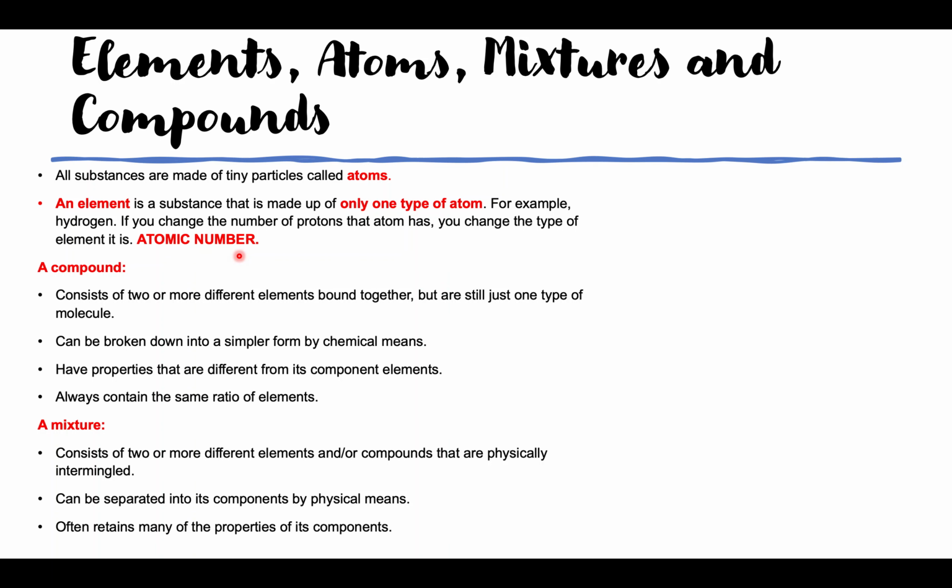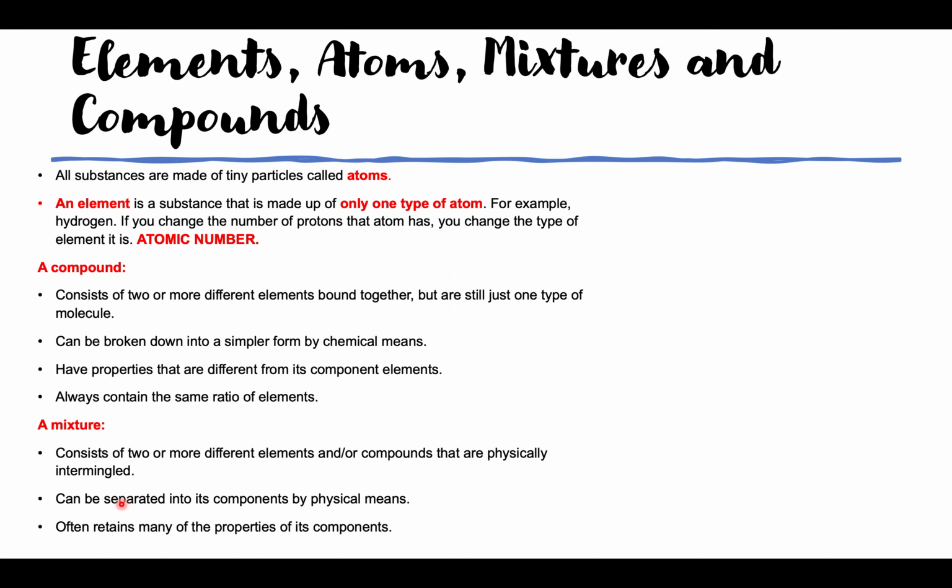And finally, there are mixtures. So mixtures consist of 2 or more different elements or compounds that are physically intermingled. So not chemically, but physically. And they can only be separated by physical means and not chemical means. Now, mixtures do often retain many of the properties of their components.